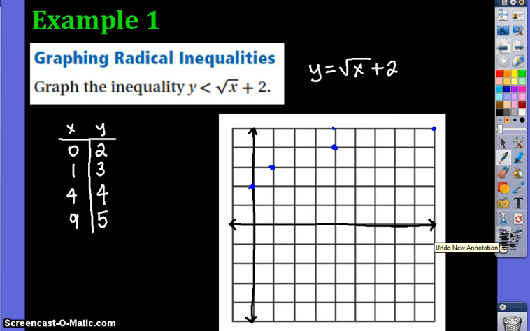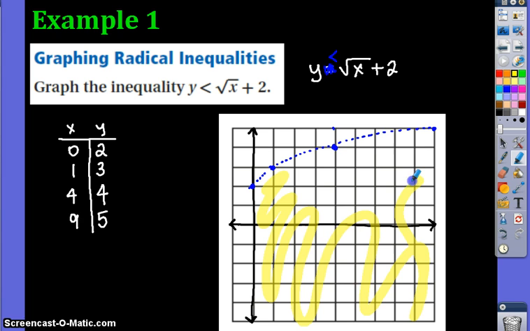Now we want to pretend that equal sign is really what it is, which is a less than sign. So with less than, we will use a dotted line. So we're going to do a dotted line. And we want to shade all of the numbers that are lower than that. So our graph will be all of these values down here.